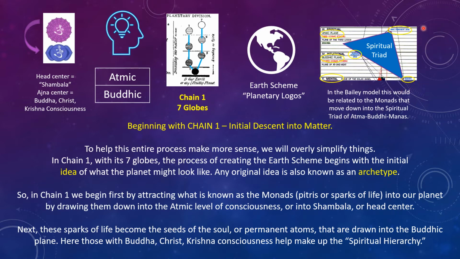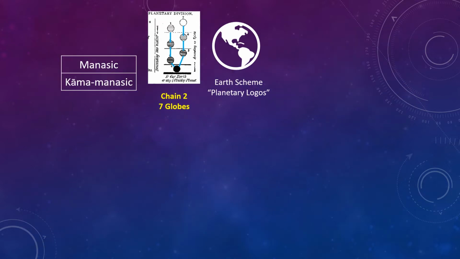So here we have the process that is going on within chain 1. The spiritual triad in this model is being anchored within the earth. The Atmic and Buddhic planes in this model are being anchored within the earth, with Shambhala and the spiritual hierarchy, those with Buddhic, Christ, Krishna consciousness, being anchored within our earth as well. So now we're moving on to chain 2, where we continue to descend into matter, which means we're still within the womb.